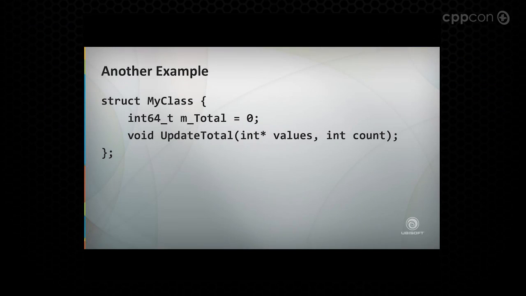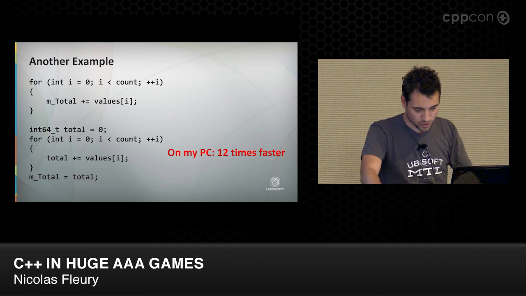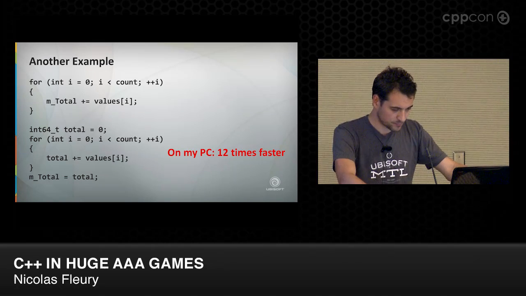Another example, very simple: I have a structure with an integer member, and I have a function taking a bunch of values. It will just update the member with the total of the values. And I have 2 simple implementations. The first one is very intuitive. I'm just iterating on the values and incrementing the member. And the second one is using a variable on the stack.